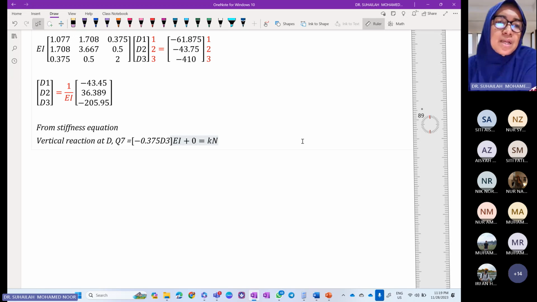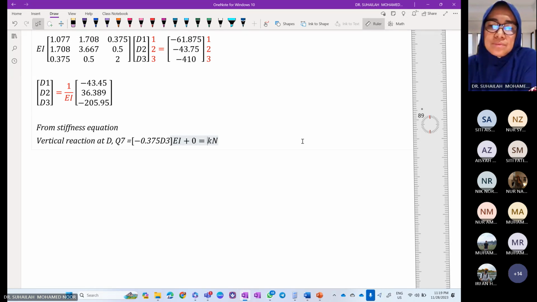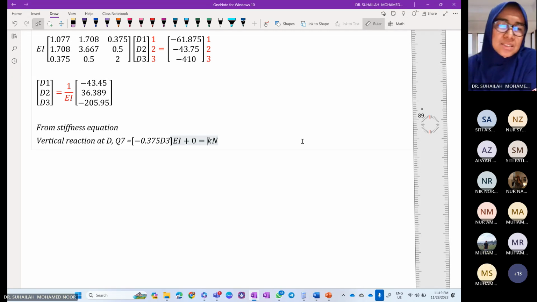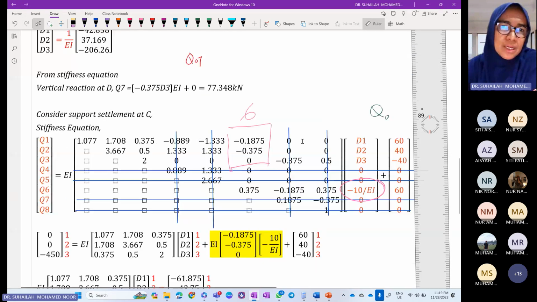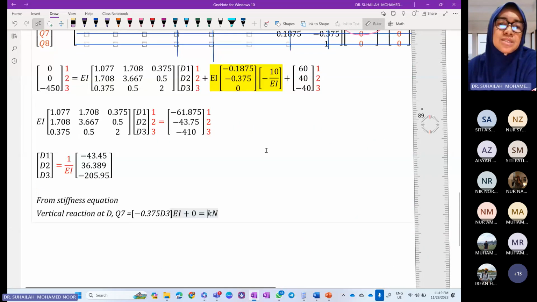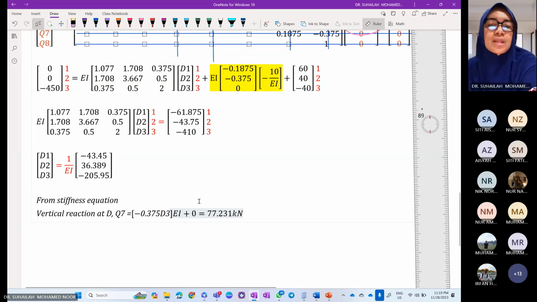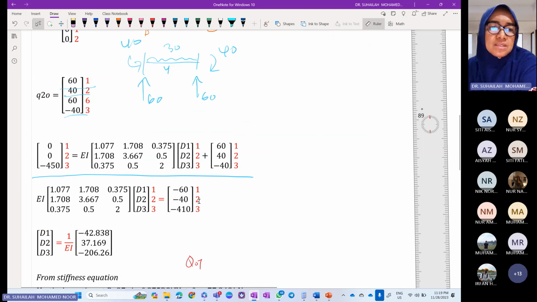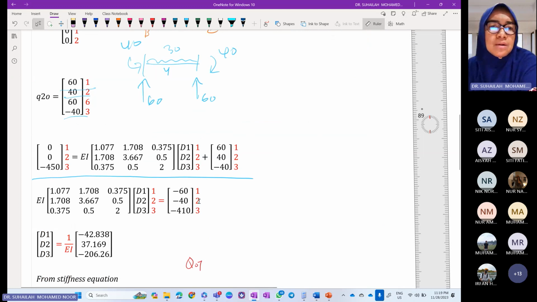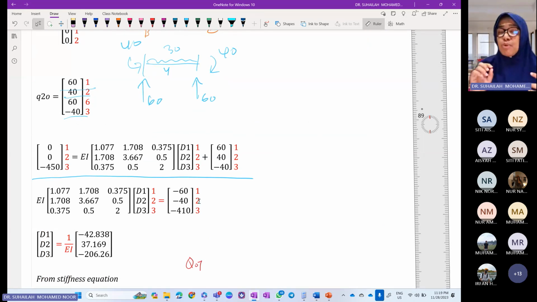Cepatlah jawapan dia apa? What is the answer? What is 77.231? Okay, so not much changes. Tak apa. So at least we prove. Kalau tak ada changes pun, we prove that there is no changes. So that is called the study.